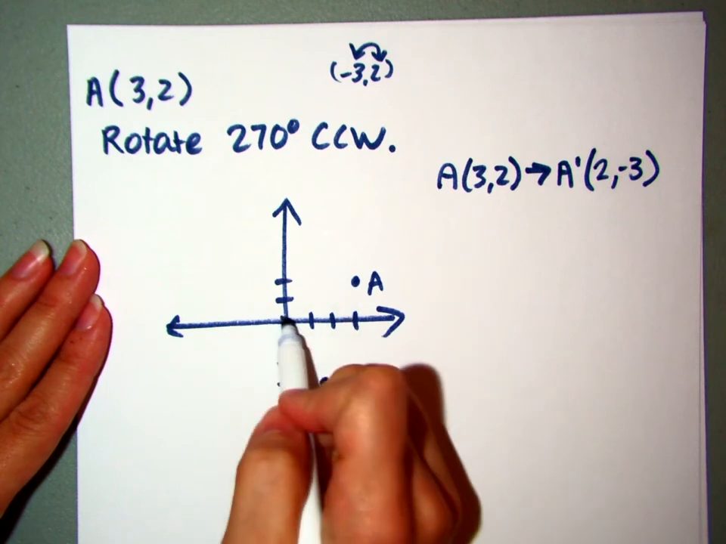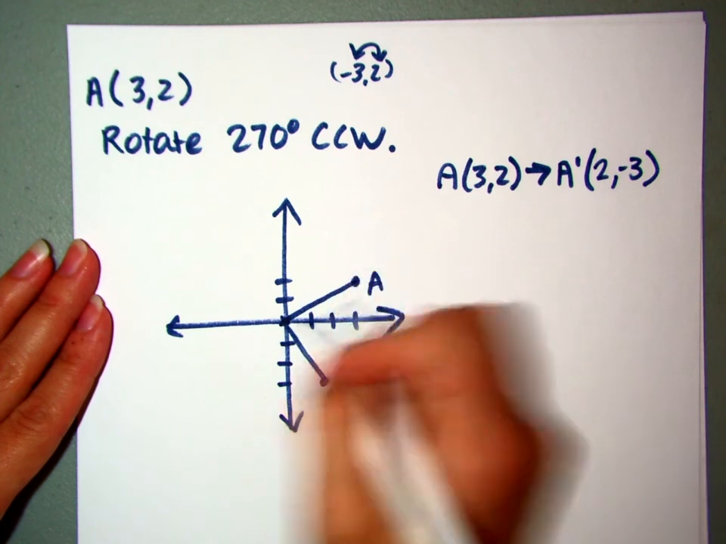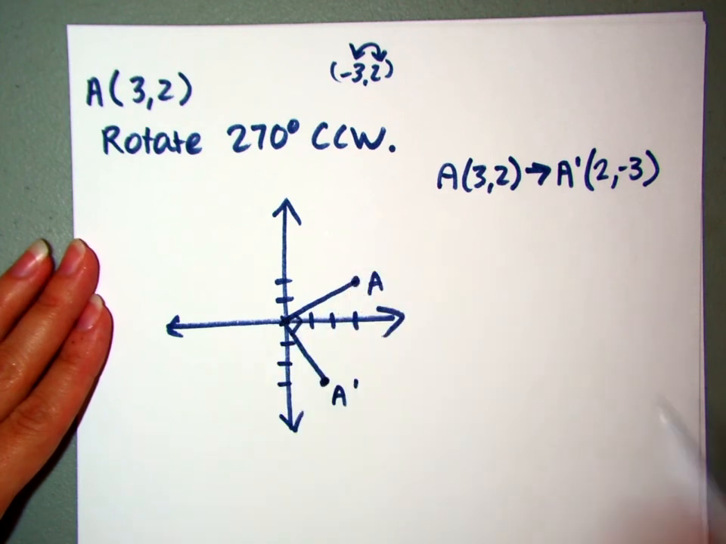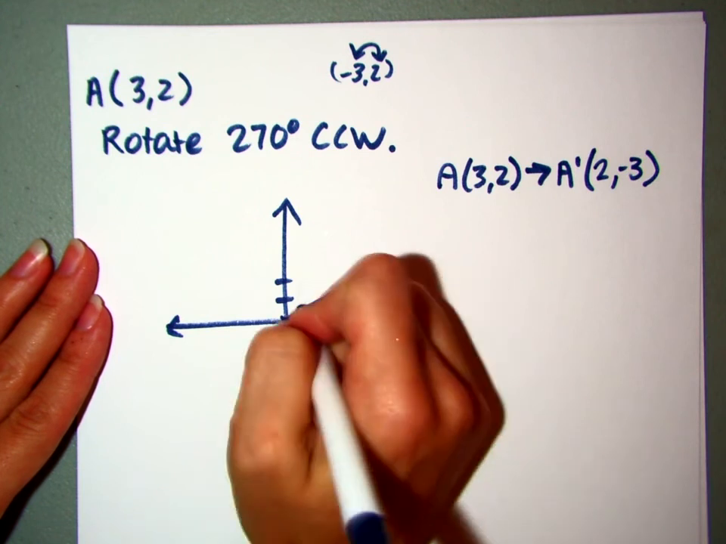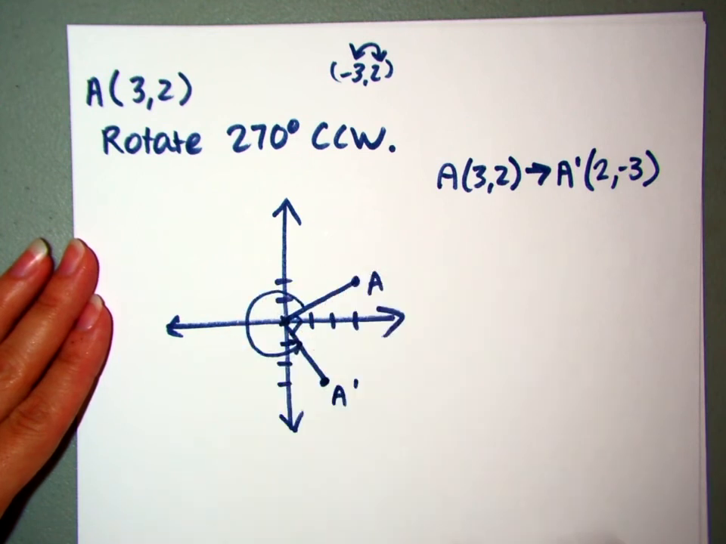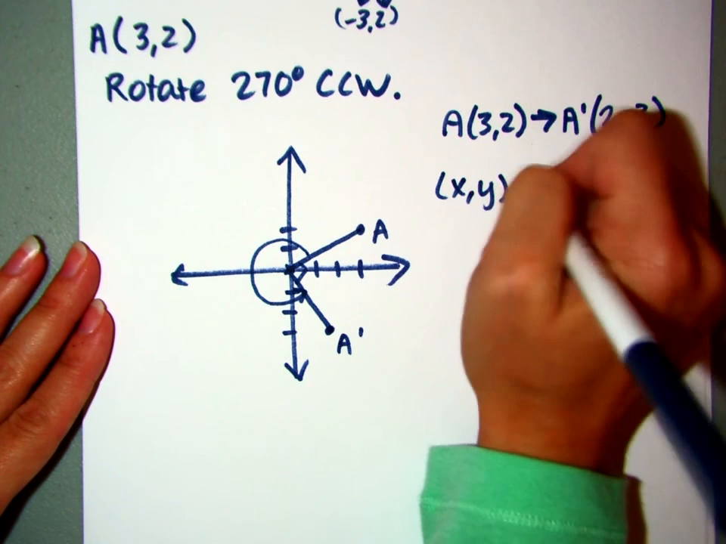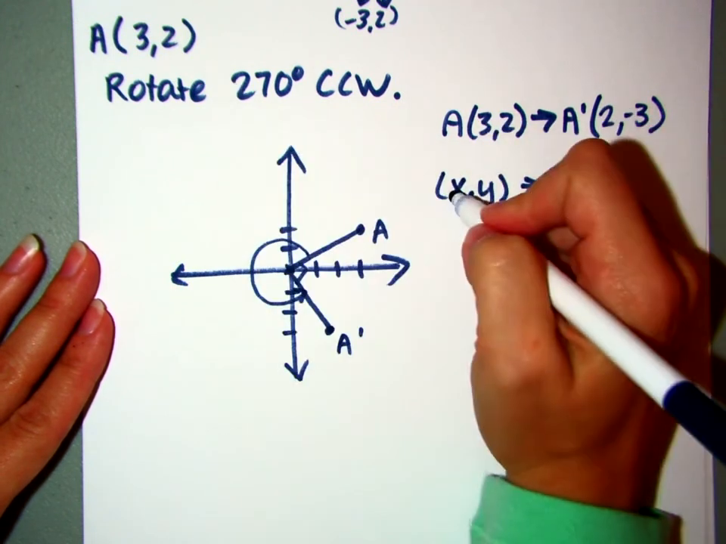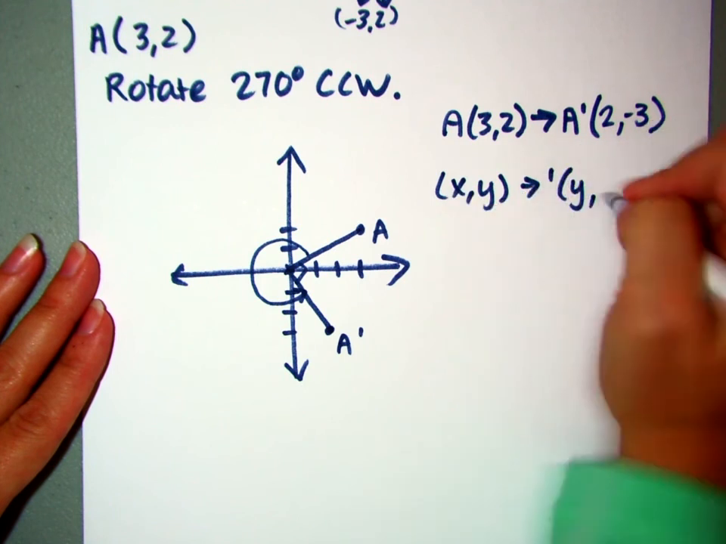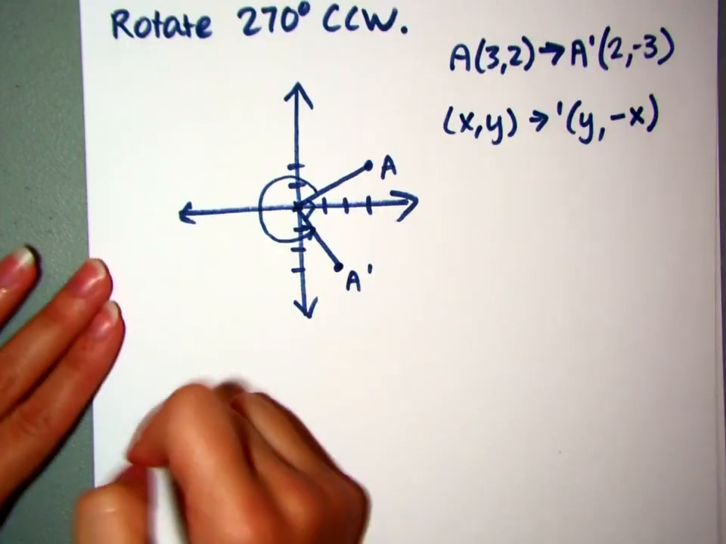But if you were to connect this dot and this dot from the origin, you'll notice here that we have a right angle. So we're going 90 degrees clockwise, or if we went this way, that would be 270 degrees counterclockwise. The rule, x, y becomes, and then remember we're going to do the opposite of x, which makes it negative x, and we switch places. So y, negative x.